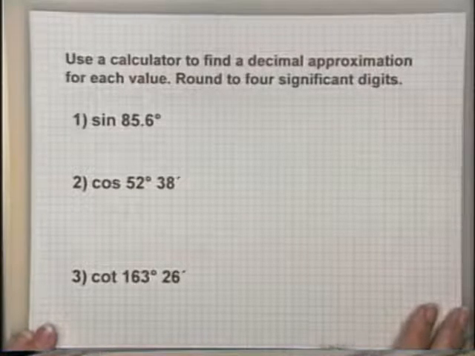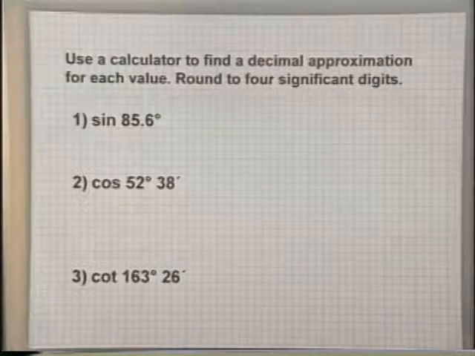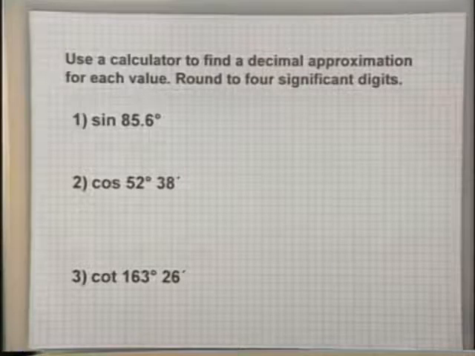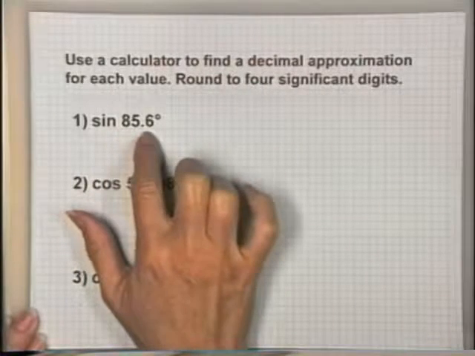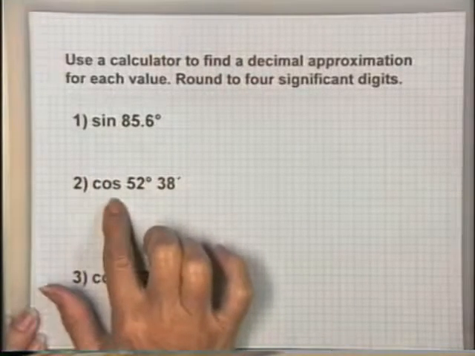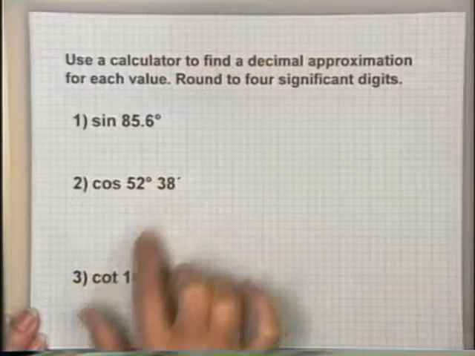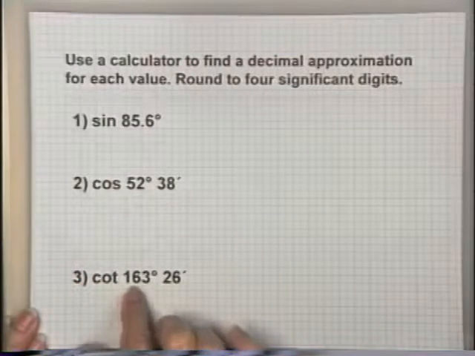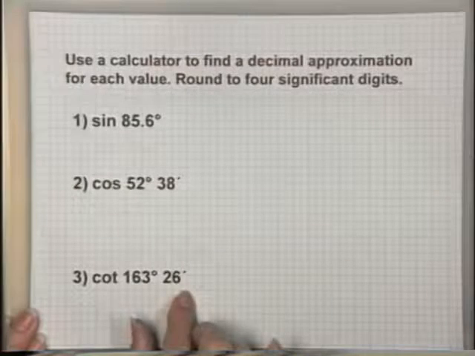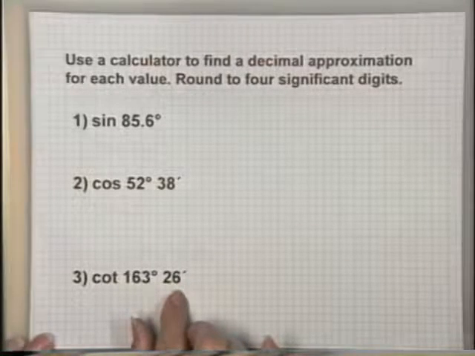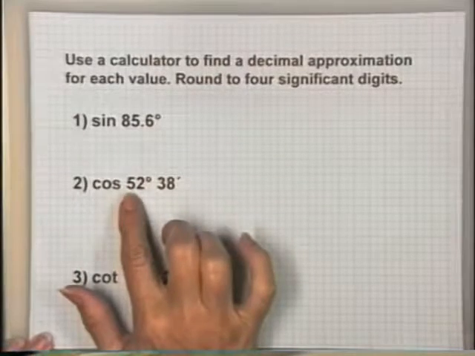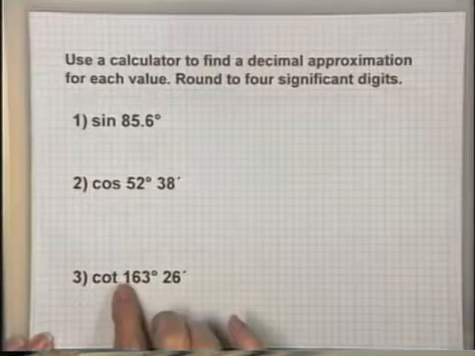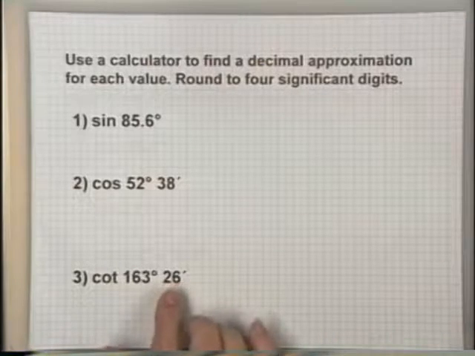Our directions say use a calculator to find a decimal approximation for each value, rounding to 4 significant digits. For these problems, we're to find the sine of 85 6/10 degrees, the cosine of 52 degrees 38 minutes, and the cotangent of 163 degrees 26 minutes. I want you to notice something. This angle is in decimal degrees. This angle is in degrees and minutes, and this angle is in degrees and minutes.